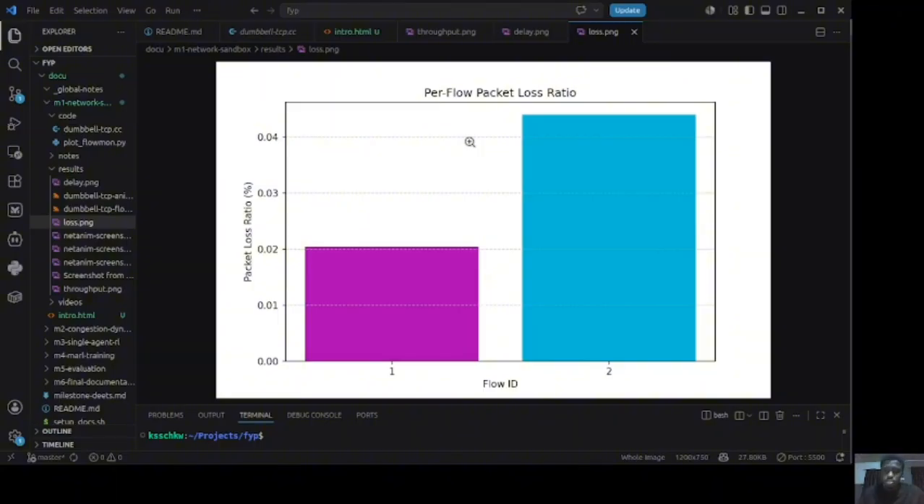Okay, so this is milestone 1 done. Next I'm going to go deeper, with more flows, adding BBR, Google's bottleneck bandwidth algorithm. And I'll measure fairness properly.